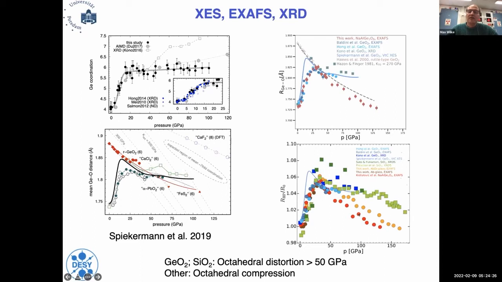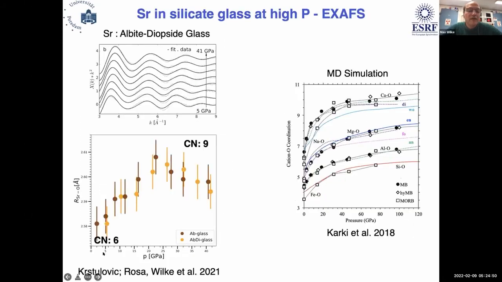Whereas all the other compounds that we investigated just show simple, mere octahedral compression to very high pressures, and this is likely related to the more complex chemistry of these compounds. So we also put some strontium into our glasses to be able to look at a cation that is usually a network modifying cation if we think about the polymeric structure at low pressure.